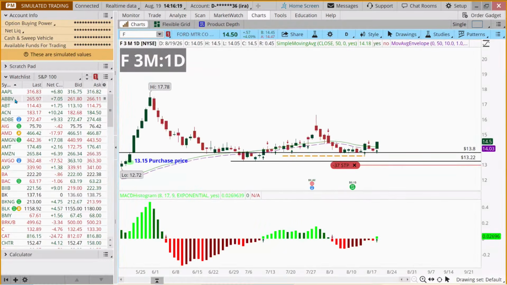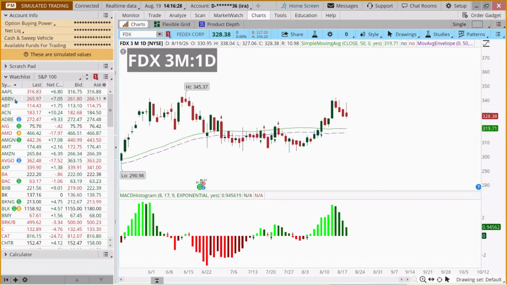Ford. This one's been kind of choppy and sideways. MACD's green today. Looks like the moving average is kind of flat. This one, I'd probably put a question mark on it. FedEx. Green moving average. Green MACD. Moving average looks kind of flat. This would be a question mark.